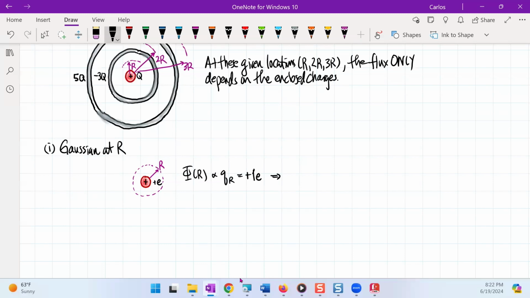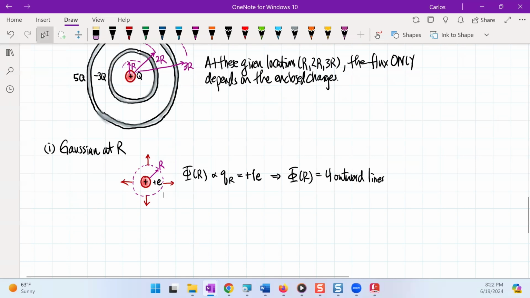Therefore, my flux as a function of R will then be 4 outward lines. So at that Gaussian surface, I am going to see an electric field that is poking through the surface, and I have 4 lines.